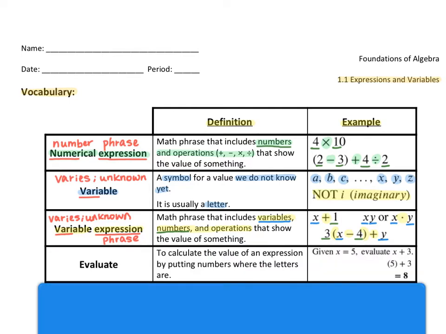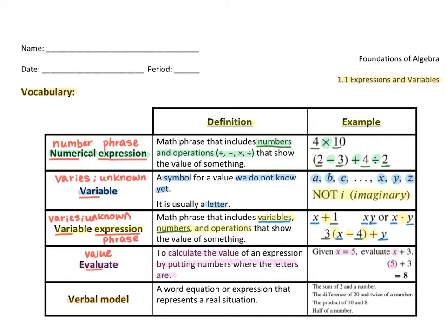Our next vocabulary word is evaluate. Within this word is the word value. The math definition given to us is that evaluate means to calculate the value of an expression by putting numbers where the letters are. So if you look at our example, you can see that they gave us the expression x plus 3, and so we evaluate that expression by replacing the variable x with the number that was given, 5. So 5 plus 3, we were able to evaluate it to find out that the expression's value is 8. So basically, when you evaluate in math, you're finding the value of an expression.